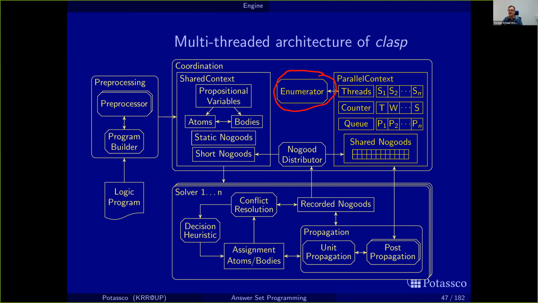So if you want to enumerate, this guy says, oh, thanks for the model, please look for another one. Or if you optimize, right, thanks for the model, thanks for the bound, now look for a better one. And this is more or less the guy who implements the reasoning modes.